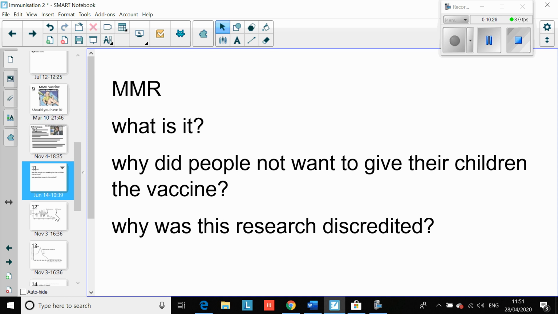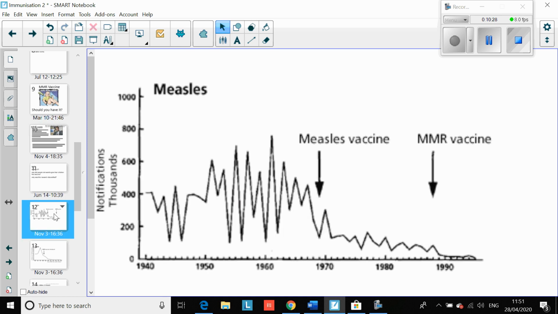Now, a couple of little things you do need to know for background. These are the measles rates, and you can see here 400,000 people, maybe by 1940 getting it, but the numbers always went up and down, up and down. We got a measles vaccine the first time just before 1970, and the numbers started to drop. But then look what happened when we brought in the MMR vaccine. It went away to virtually nothing.